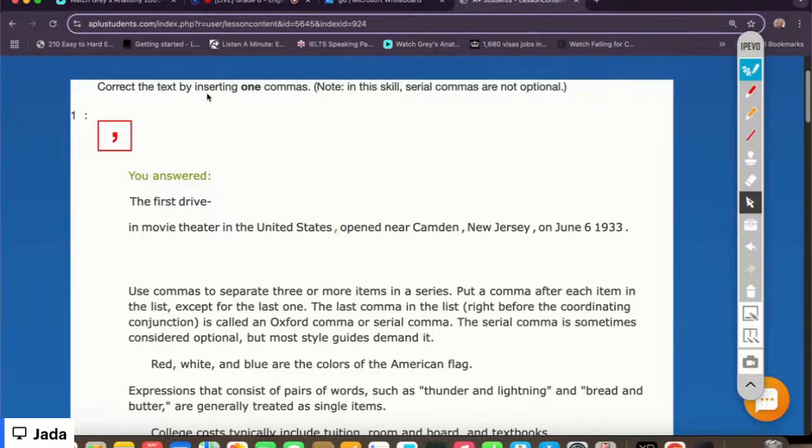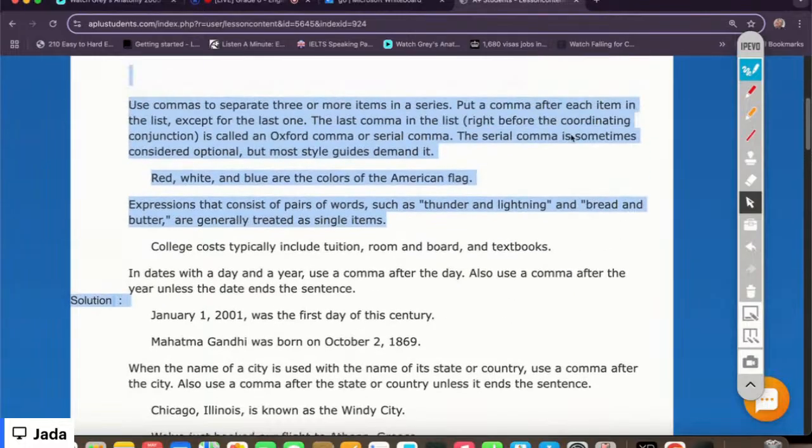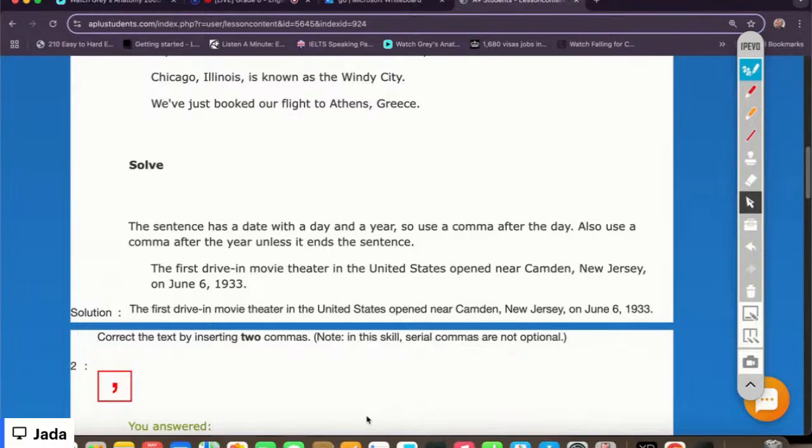Alright, to complete the text, correct the text by inserting one comma. So we have: the first drive-in movie theater in the United States opened near Camden, New Jersey on June 6, 1933. So you can see that there's no comma in between the day and the year. So you have to make sure that you put a comma in between the 6 and then the year. Okay?